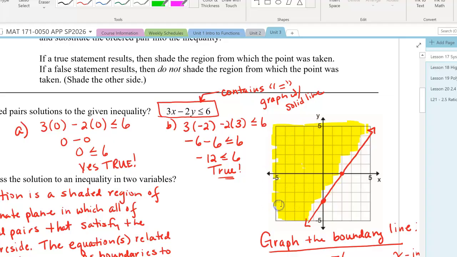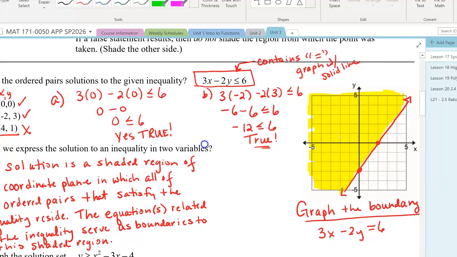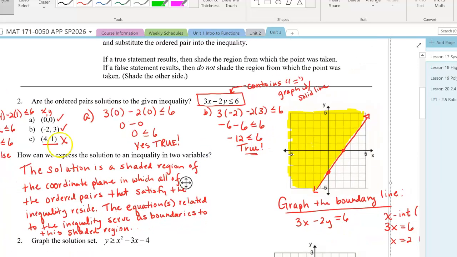What that means is we can pick any point in this region and it will satisfy this inequality. Now notice that the third point, 4, 1, is here, on the other side. It did not work. So that means no points over here will work. So this is the solution to that inequality in 2 variables. It is this shaded region.